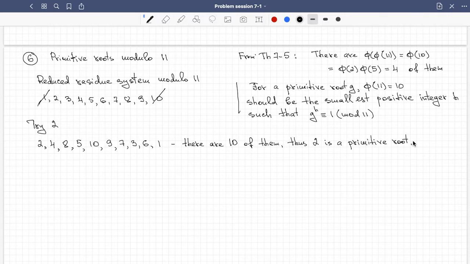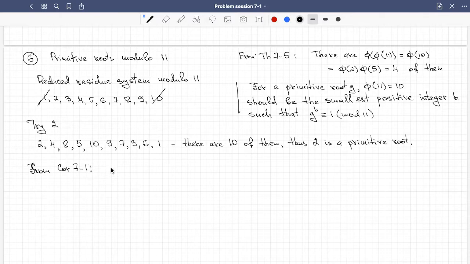How do we proceed after that? We found one primitive root out of 4, and it is not a good idea to continue trial and error. Instead, we'll use corollary 7-1, I believe, yes. Corollary from corollary 7-1.